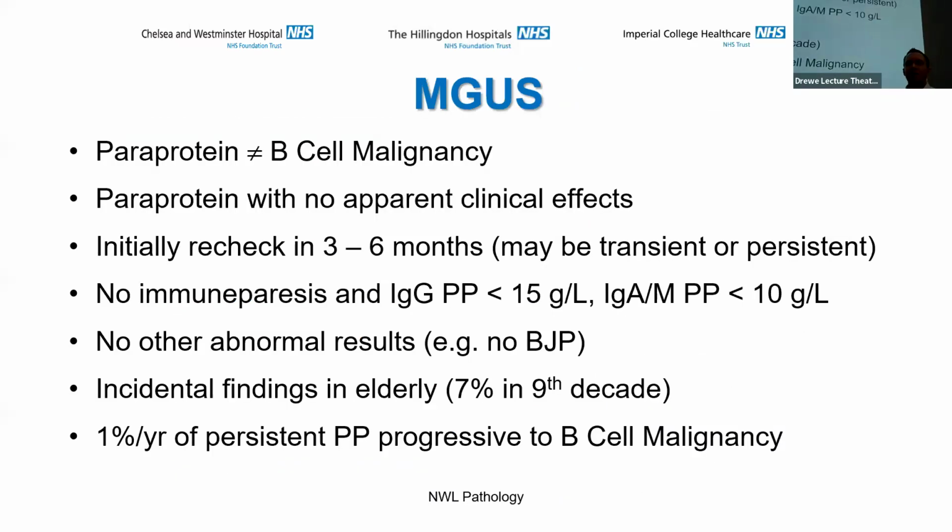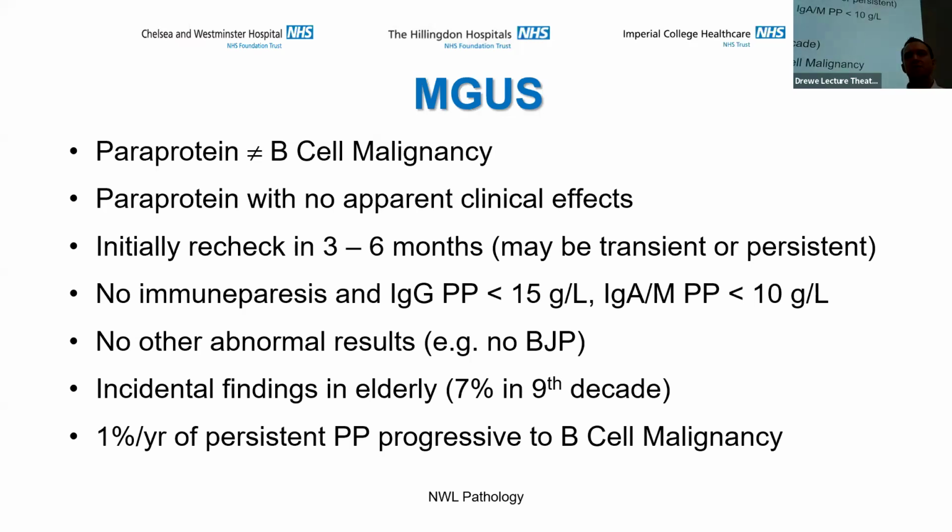So when we think about MGUS, the key thing here is that an MGUS paraprotein is not a B-cell malignancy. So effectively, you've got no apparent clinical effects, and many of these patients will never go on to develop myeloma. The general guidance around when you need to recheck these patients is roughly 3 to 6 months. The guidance varies from laboratory to laboratory. If you look up UK Myeloma, they suggest around that 4-month period.